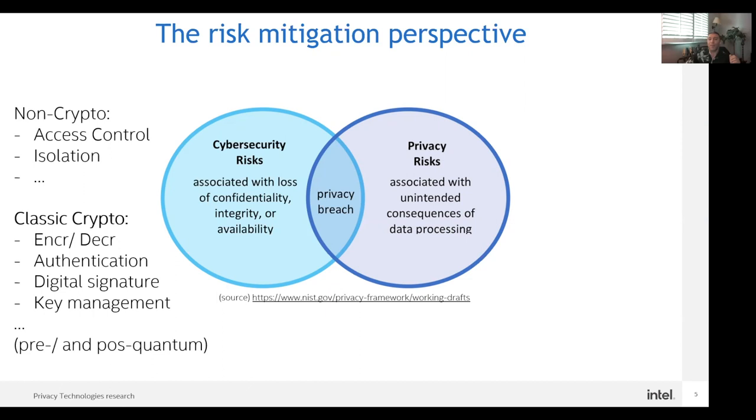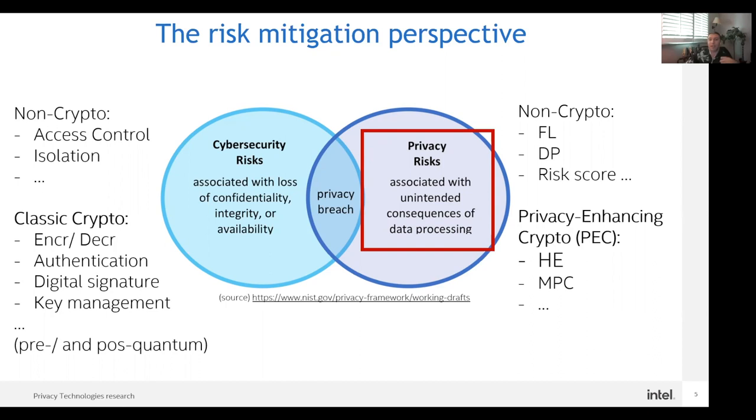But when it comes to unintended consequences of data processing, which is exactly what we were talking about, data processing and collaboration, we look at two different classes of technologies. There are commonalities in terms of the goal that they want to achieve, but there are also differences. Because when we talk of the non-crypto technologies like federated learning, differential privacy, metrics like risk score and things, those are actually very domain application specific.